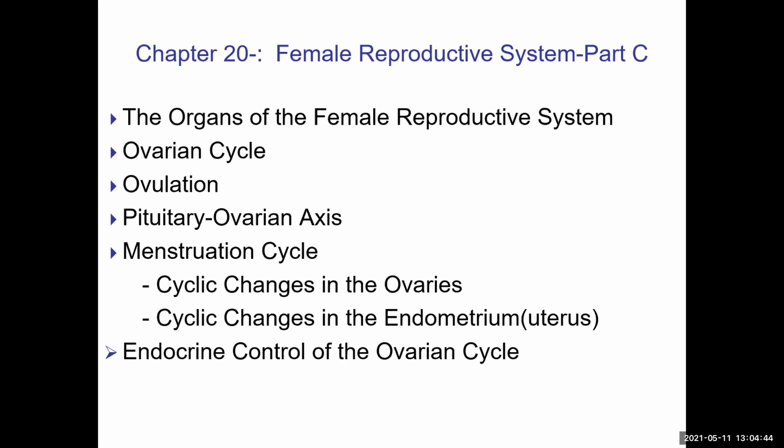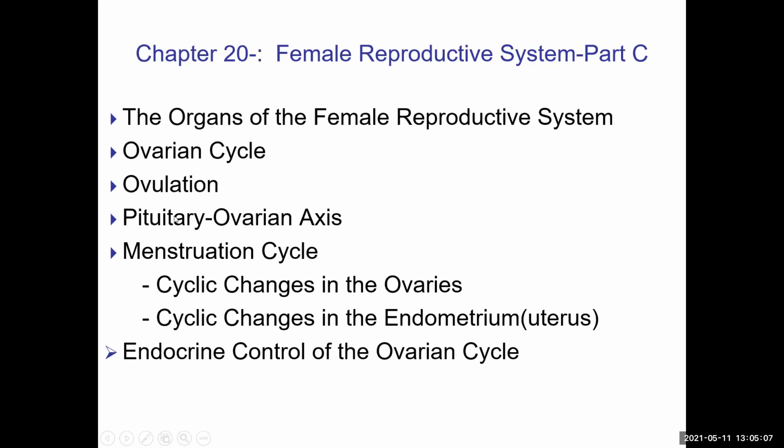What are the processes? What are the cell division changes in the ovary? What are the hormone changes during the month? So we're going to talk about from the pituitary to the ovary, how there is hormonal change, and we will talk about the pituitary ovarian axis.